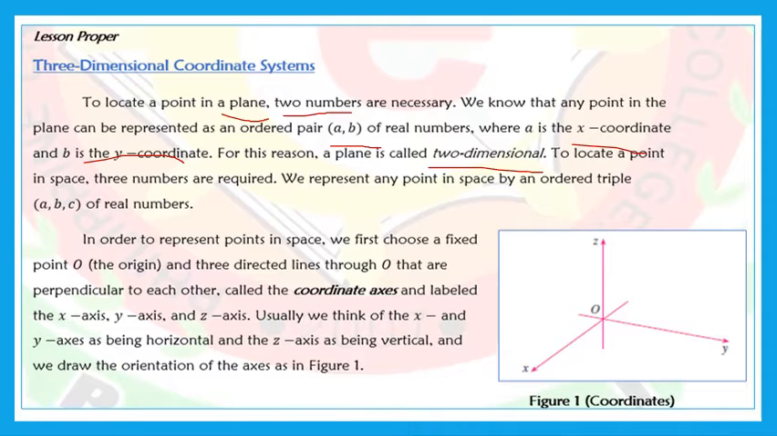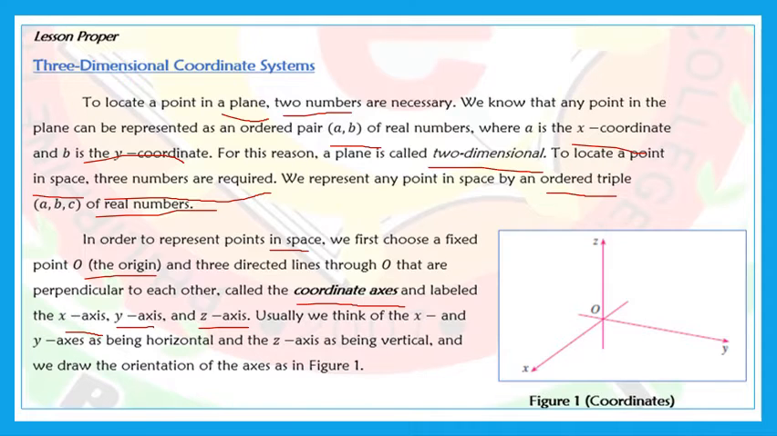To locate a point in space, kung space na yung pag-uusapan natin, 3 numbers are required. So, we represent any point in space by an ordered triple. Okay, so hindi na ordered pair, kundi ordered triple (a, b, c) of real numbers. In order to represent points in space, we first choose a fixed point O, that is the origin, and then 3 directed lines through O that are perpendicular to each other, called the coordinate axes, and labeled the x-axis, the y-axis, and the z-axis.